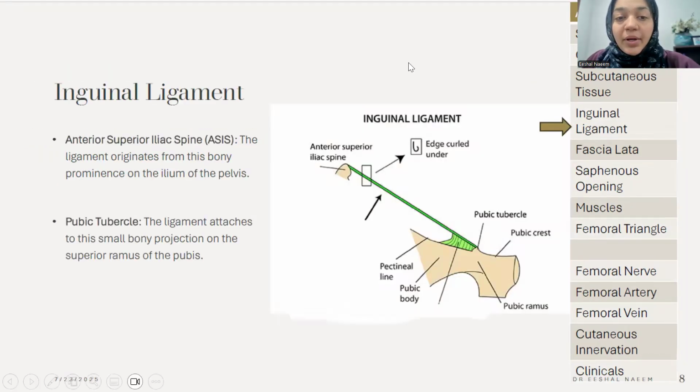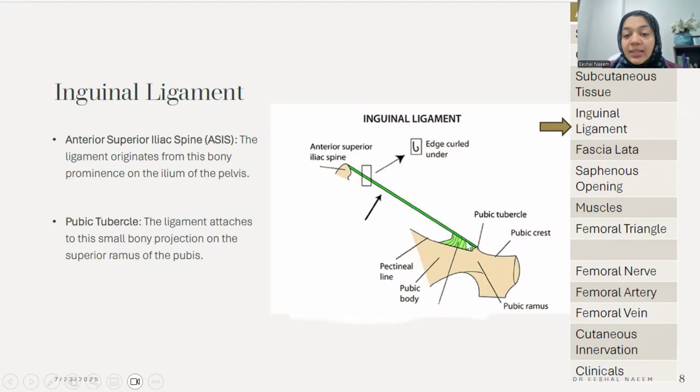Now, I told you there's an inguinal ligament. The inguinal ligament starts at the anterior superior iliac spine and runs to the pubic crest, and the medial part of this inguinal ligament is the lacunar ligament, in which the femoral canal is formed. The inguinal ligament originates from this bony prominence, the anterior superior iliac spine of the hip bone, more specifically the ilium, and then runs all the way and attaches to a small bony projection on the superior ramus of the pubis, which is our pubic crest.